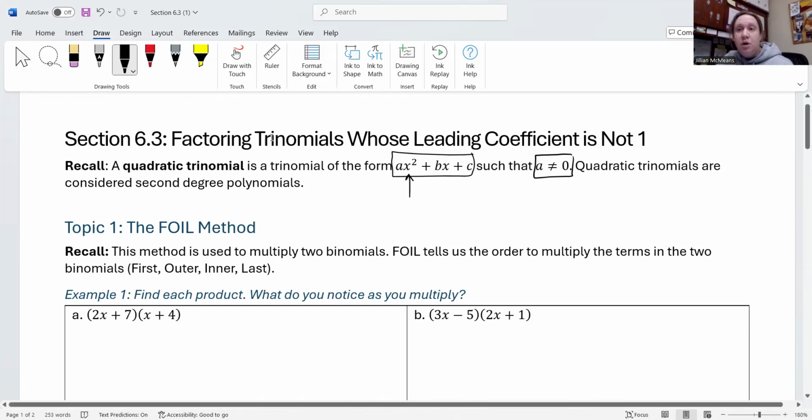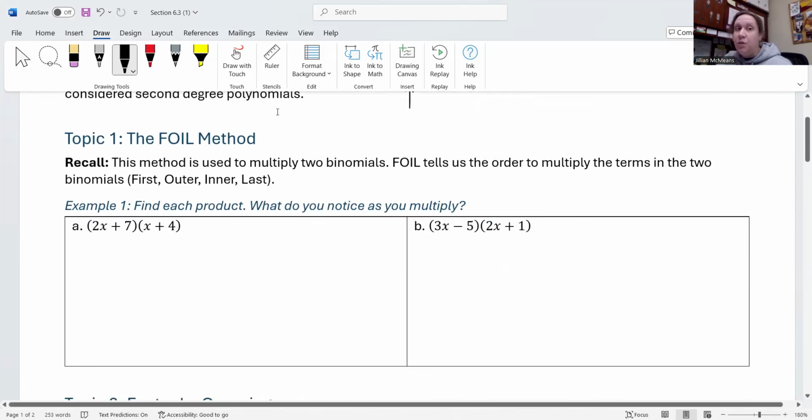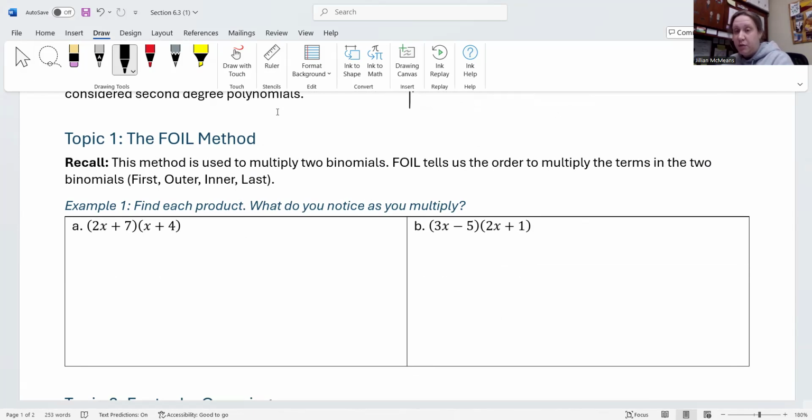For topic 1, we're going to review the FOIL method. We reviewed this in the last video, but I want to review it one more time. Remember, the FOIL method is used to multiply two binomials. It gives us a way to remember the order that we multiply our terms in. FOIL stands for first terms, outer terms, inner terms, last terms.